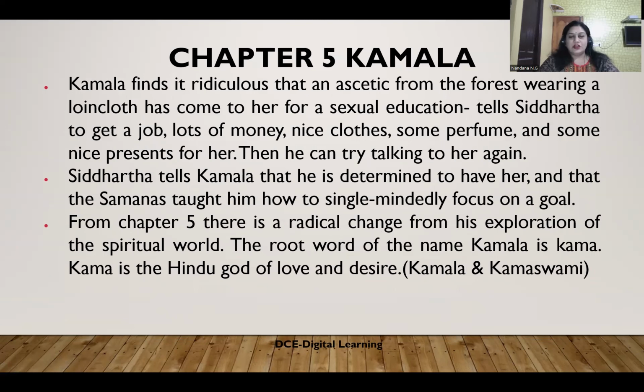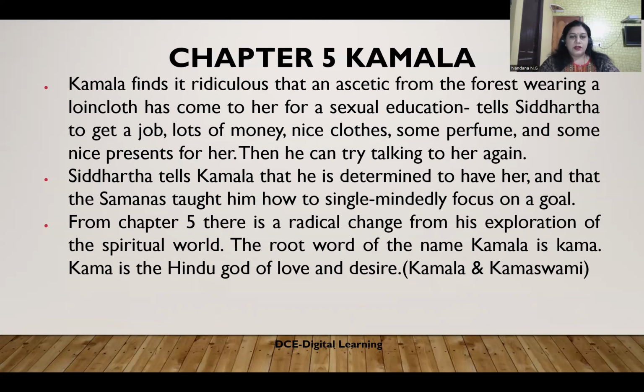Kamala finds it ridiculous that an ascetic from the forest, wrapped only in a loincloth, has come to her for a sexual education, because an ascetic is somebody who is considered as somebody who refrains from sexual activity. And here we find a sannyasi, an ascetic, who has come to a courtesan, and as a result, she finds it ridiculous. So Kamala tells Siddhartha to get a job, lots of money, nice clothes, some perfume, and some nice presents for her. Then maybe he can try talking to her again.